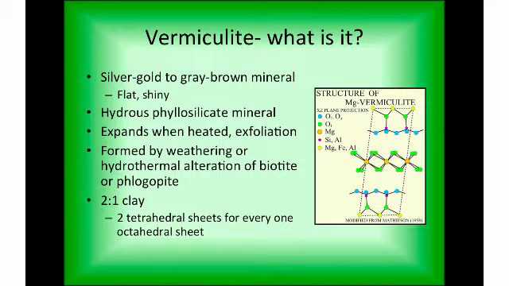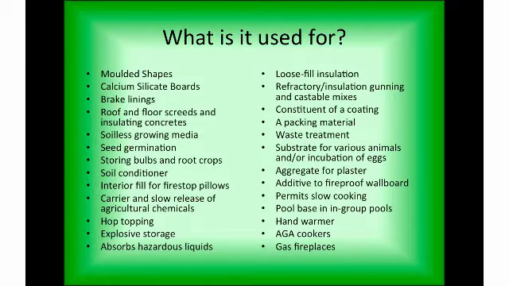Its color ranges anywhere from a silvery gold to a grayish brown and is typically a flat and shiny mineral. Vermiculite expands when it's heated and is a 2-to-1 clay ratio, meaning 2 tetrahedral sheets for every 1 octahedral sheet. Vermiculite has many uses, including seed germination, soil conditioner, loose fill insulation, and additive in fireproof wallboard.